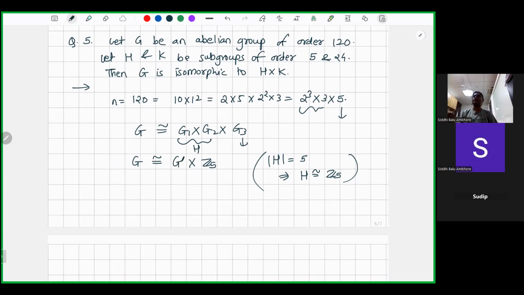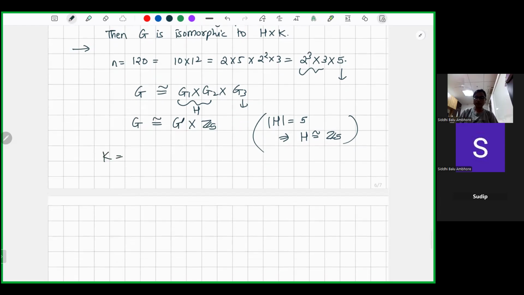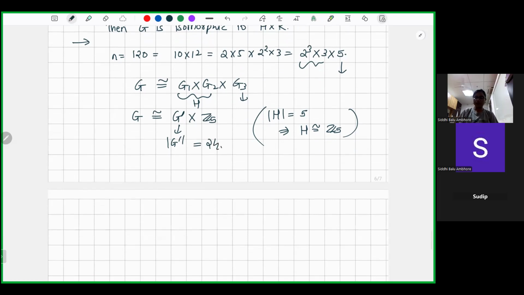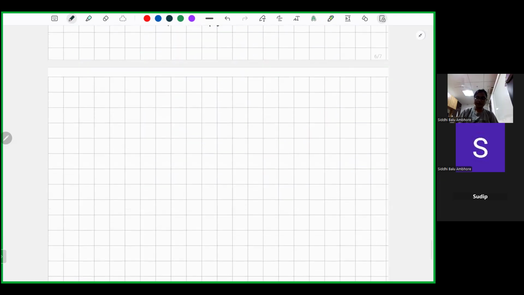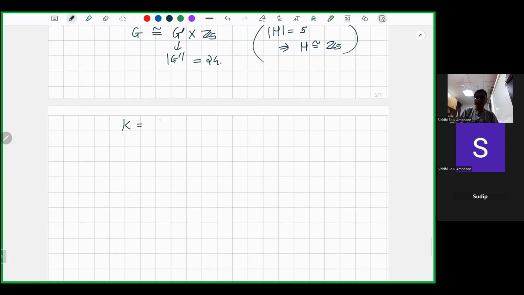G prime cross Z5. Here they have said that K is a group of order 24. This G prime will be of order 24, because we are dealing with a group of order 120. And note that they have said that K is a group of order 24, and the intersection of H and K will be just the identity element.